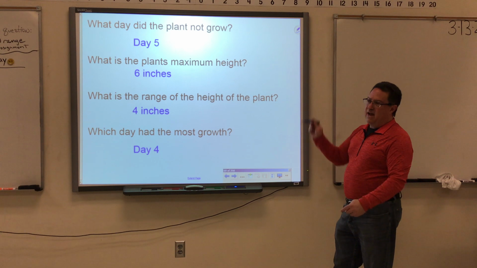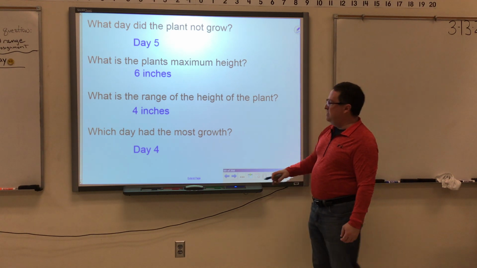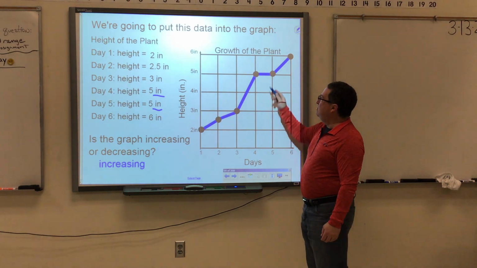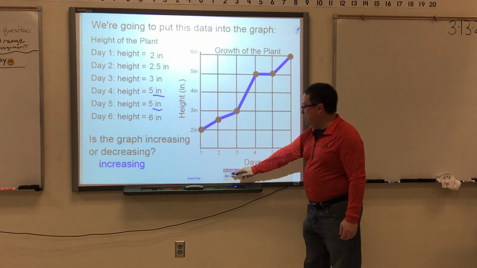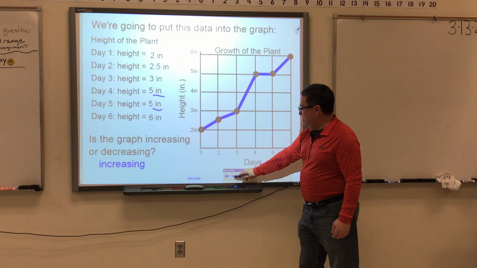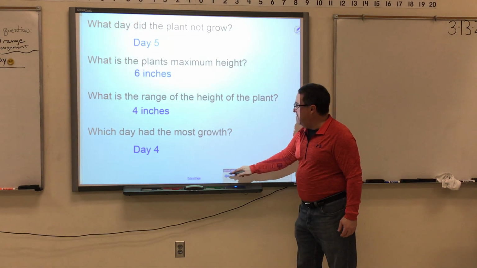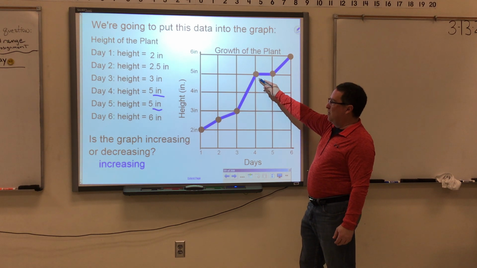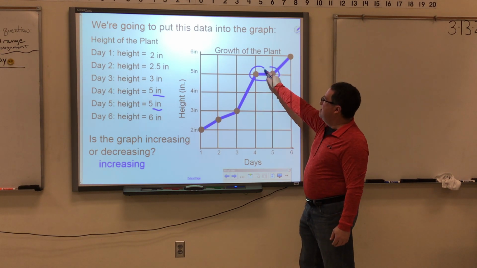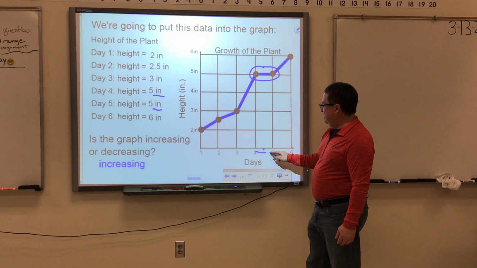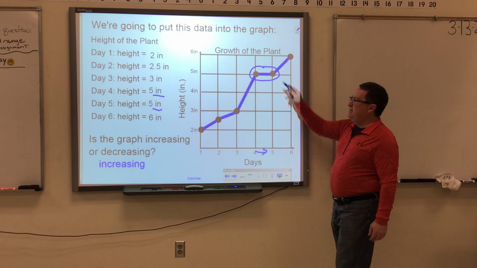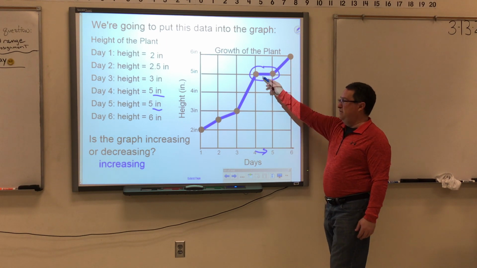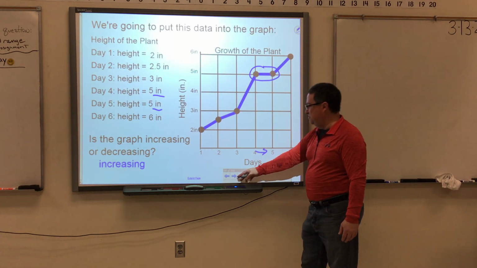Here are some questions to ask about that graph. What day did the plant not grow? Well, we just talked about that. That would be day 5. Now look at this again. Oops, sorry, wrong direction. We say day 5 because on day 4, it's 3 to 4. This right here is from day 4 to 5. So the day it didn't grow was that 5th day, not the 4th day. Okay, hope that makes sense to you.